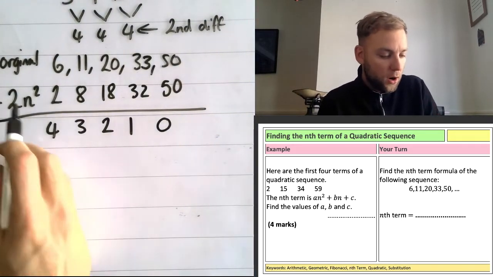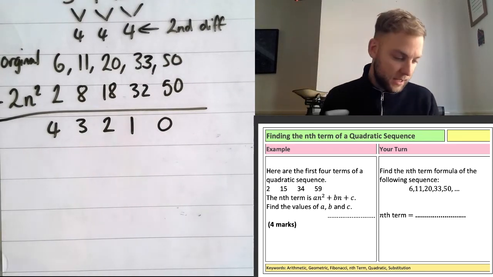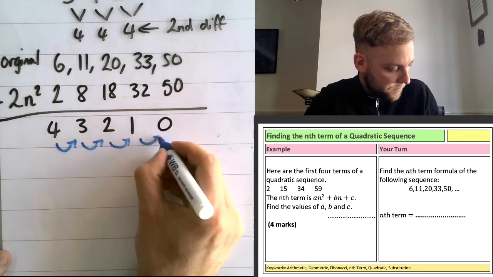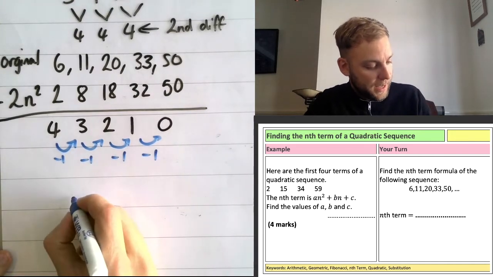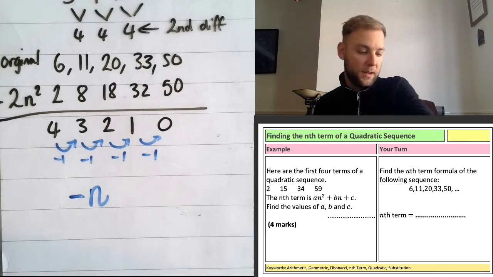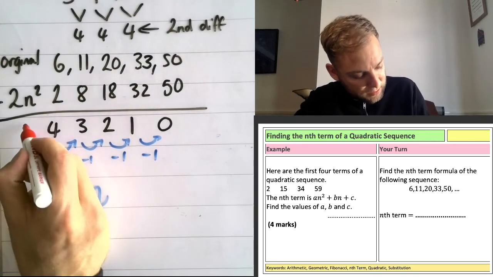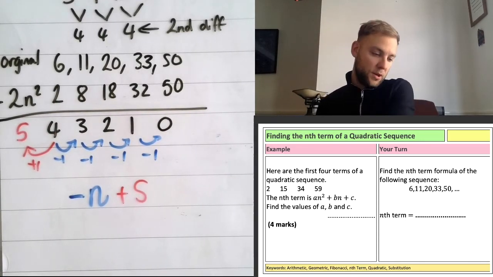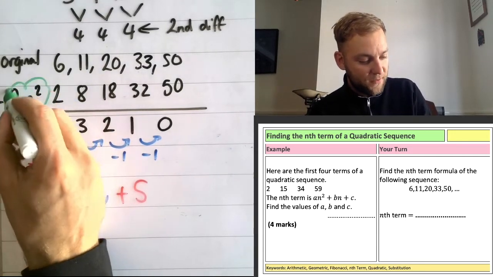Super. So I've got my squared part, and then I need to find my linear part, which is this part here. So what's happening here? Well, it's going down by 1 each time. So minus 1, minus 1, minus 1, minus 1. So it's going to be minus n. Then I find my 0th term by going the opposite way. So plus 1 here. 4 plus 1 is 5. So plus 5.